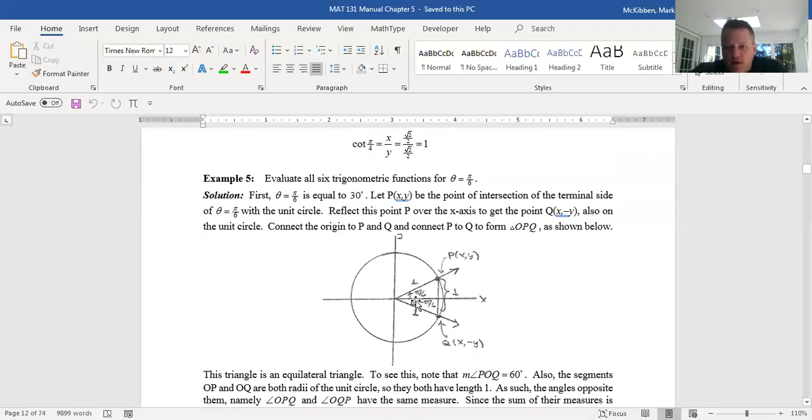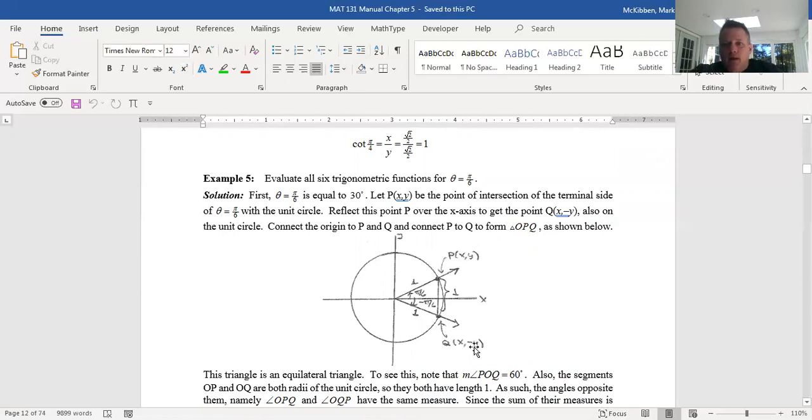If we go down negative 30 degrees, right, and look at this point, that's the reflection of the point of intersection that we're interested in over the x-axis, which means the x stays the same and the y changes sign. So I know what this point is. It's x comma negative y.